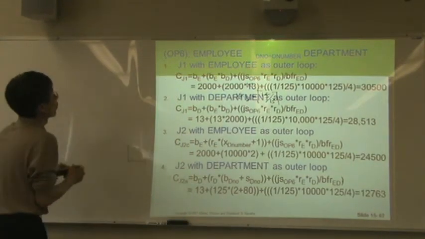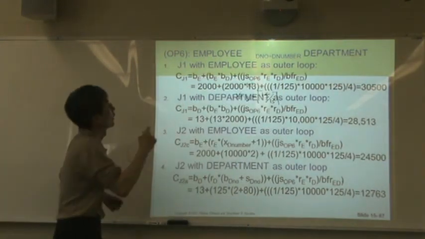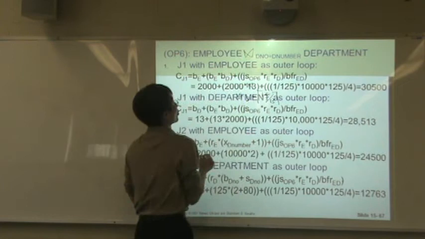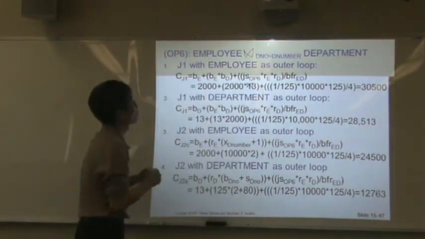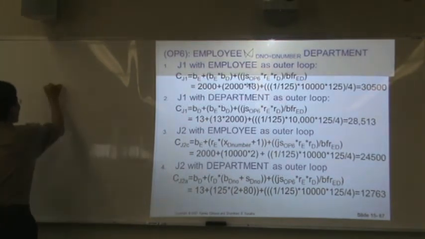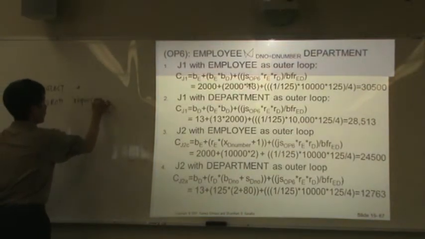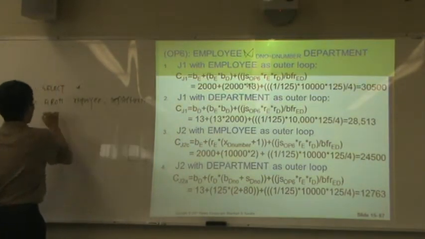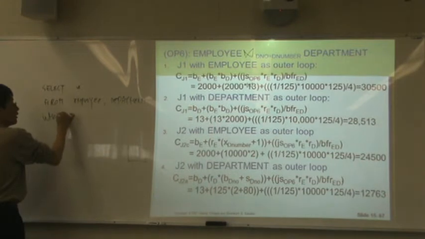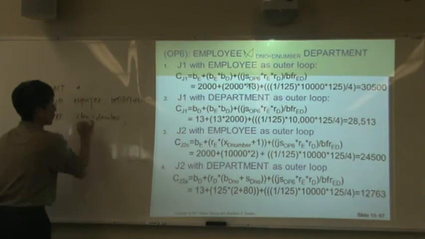So we are going to optimize this query. Employee join with the department with the join condition D NO is D number, which means select asterisk from employee and department where D NO is equal to D number. There is no selection condition.